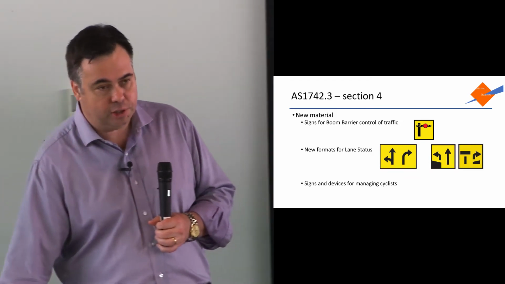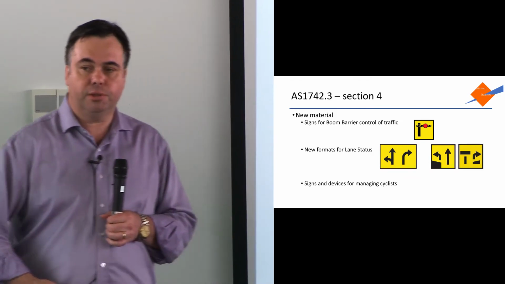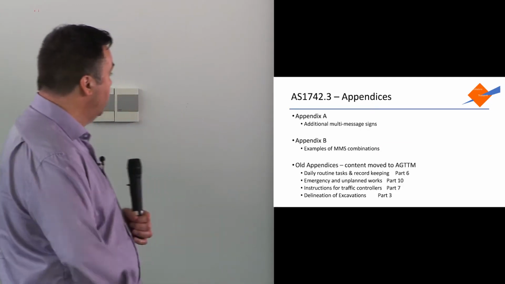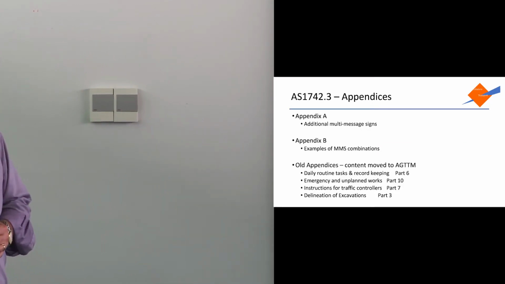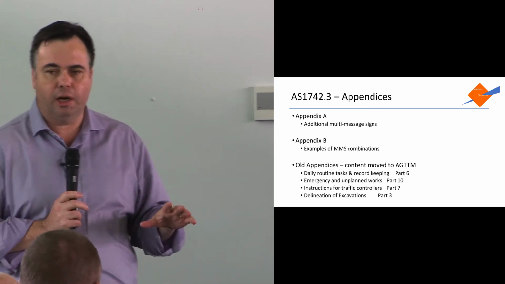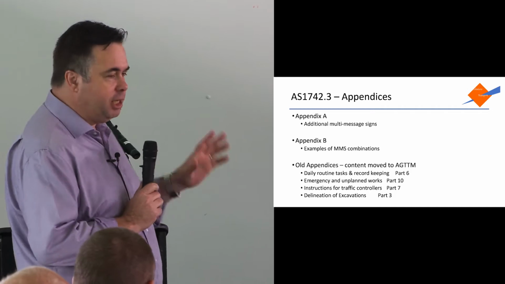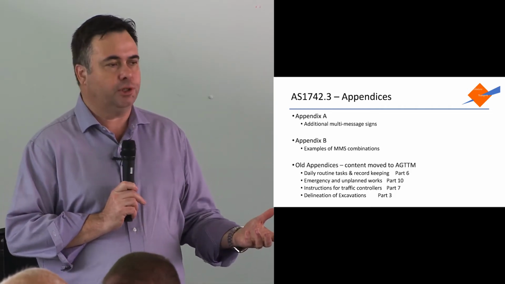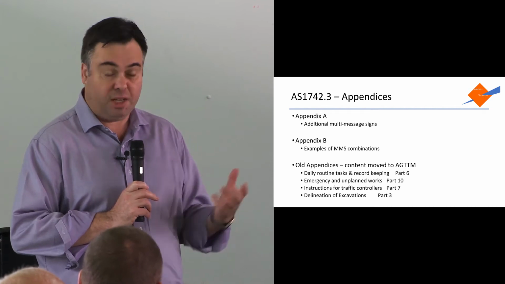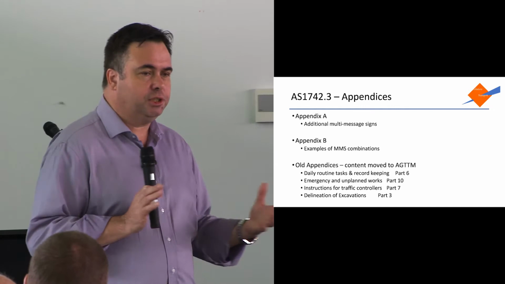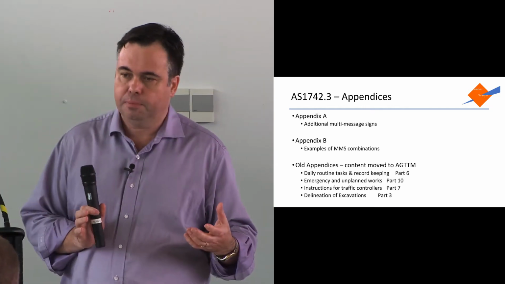We've had a lot of incidents in Australia as well with pedestrians and cyclists being hurt and killed at work sites. So the appendices to the standard, multi-message signs now make up the entire appendices. Appendix A is just a whole listing of all the signs and devices that you have available to you for multi-message frames, and there's a lot of them, so there's a lot of choices in there. Appendix B is just some examples of how to put them together.